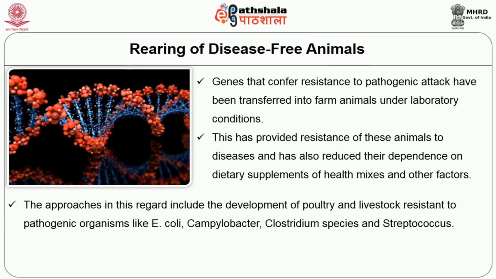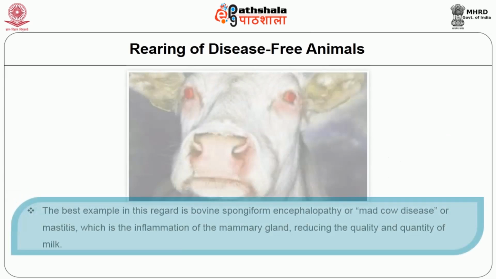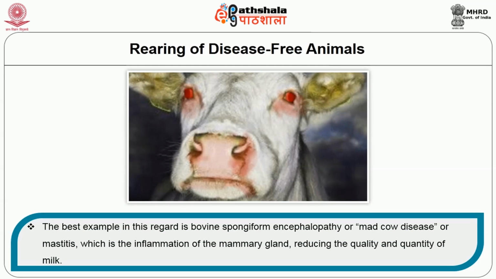The approaches in this regard include the development of poultry and livestock resistant to pathogenic organisms like Escherichia coli, Campylobacter, Clostridium species and Streptococcus. Genetic engineering approaches have also resulted in eliminating the susceptibility of the animals to these diseases and the threat that they pose to human health. The best example in this regard is bovine spongiform encephalopathy or mad cow disease or mastitis, which is the inflammation of the mammary gland, reducing the quality and quantity of milk.